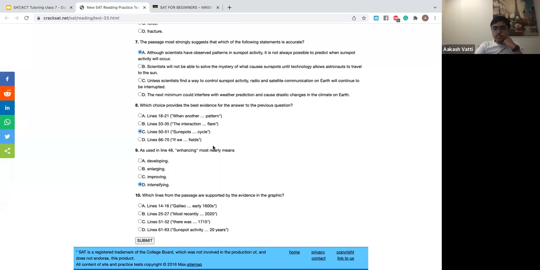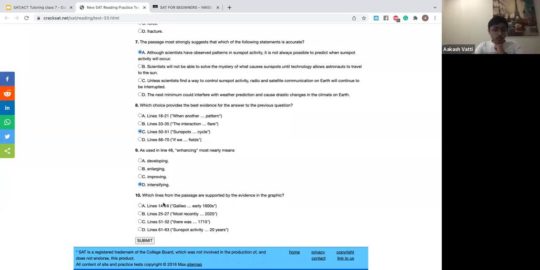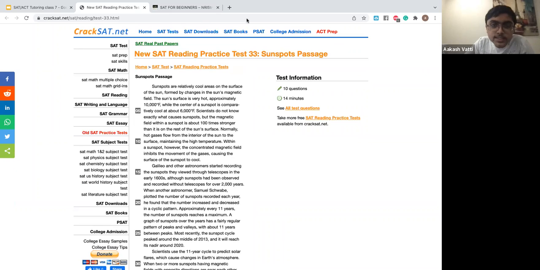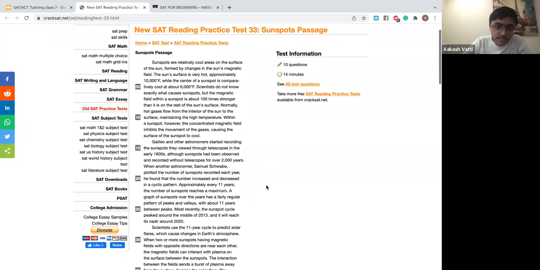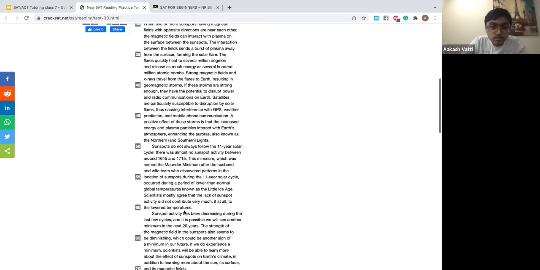Which lines from the passages are supported by the evidence in the graph? So first of all, the graph is basically the cycle, and here's evidence that the cycle exists. This is how many sunspots were in each year. So A, 14 to 16. 14 to 16 is basically, as we said before, how we first observed sunspots. So that isn't our answer either.